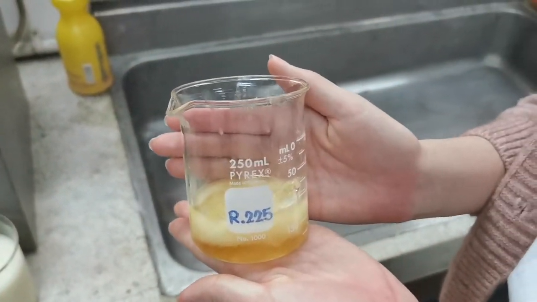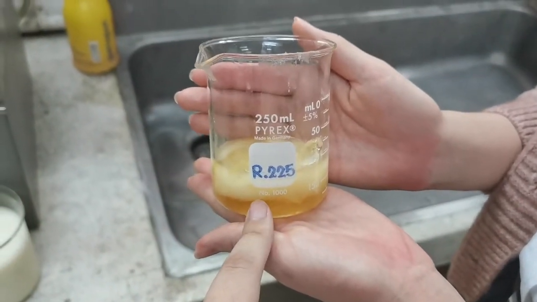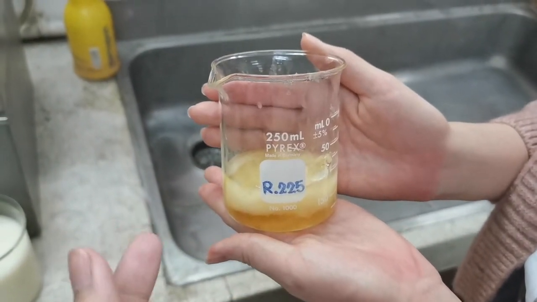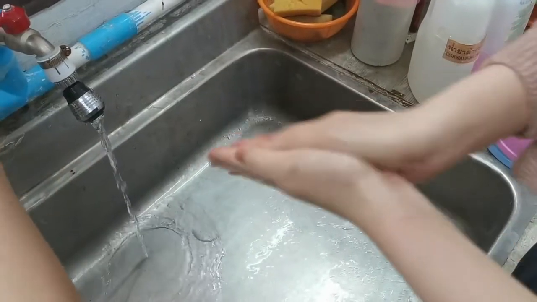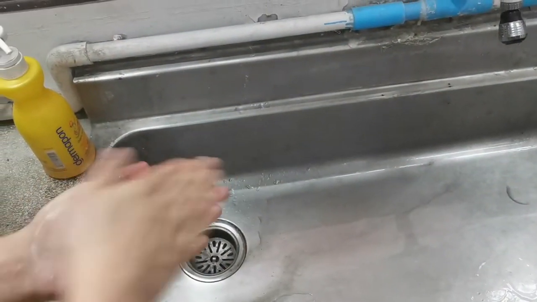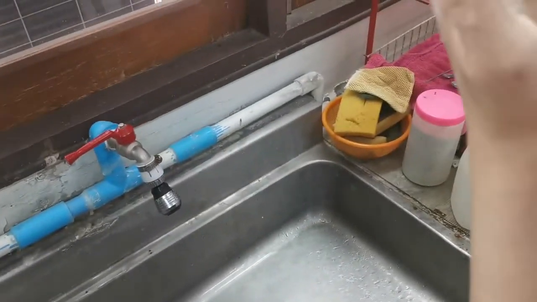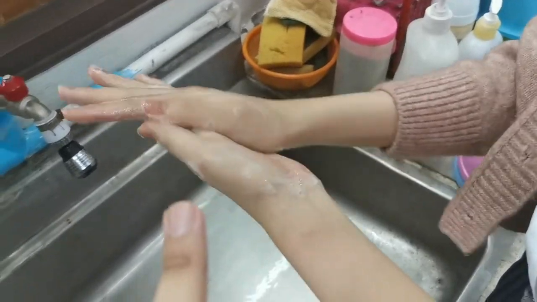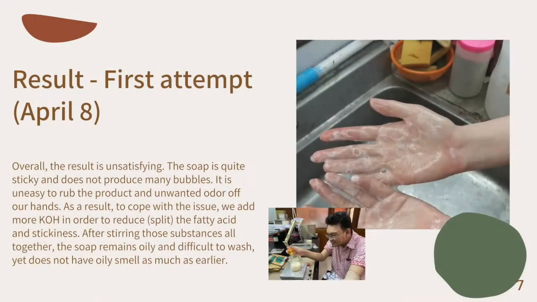So to cope with the issue, we add more KOH in order to reduce the fatty acids which are split from our soap and the stickiness of the soap itself. After stirring those substances all together, the soap remains oily and difficult to wash, but it does not have the oily smell as much as earlier.